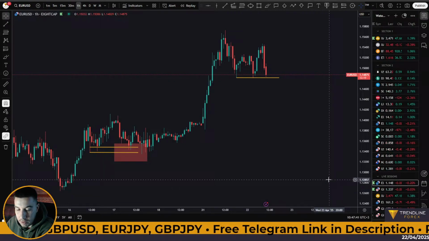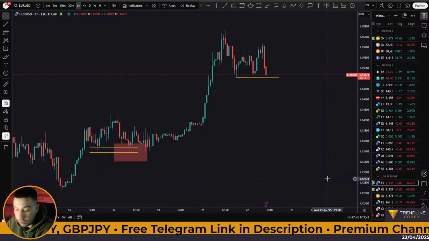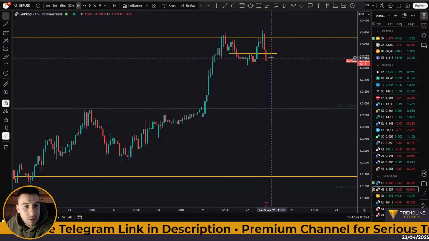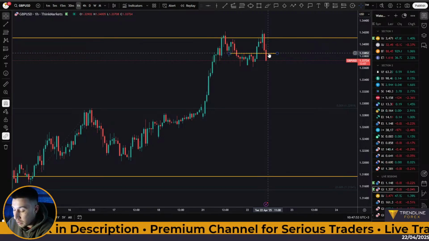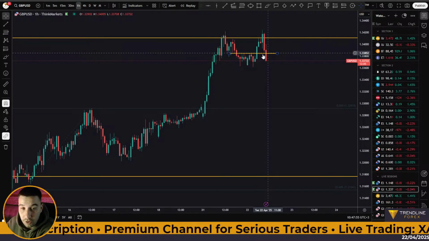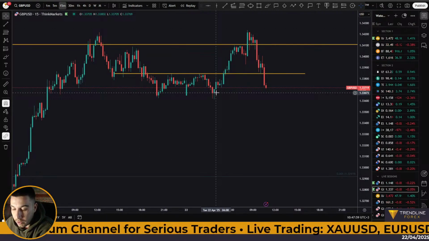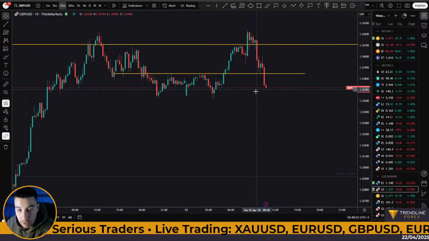About 13 minutes left until that first hour of the London session. We did see some action. There are probably going to be better opportunities later on, maybe during the US session. But it's very important, if you don't have a good enough setup, you just don't enter a trade. It's as simple as that. This is how you limit your losses.